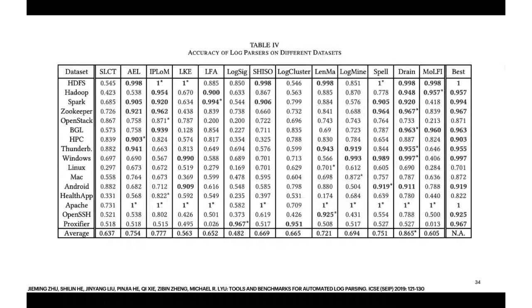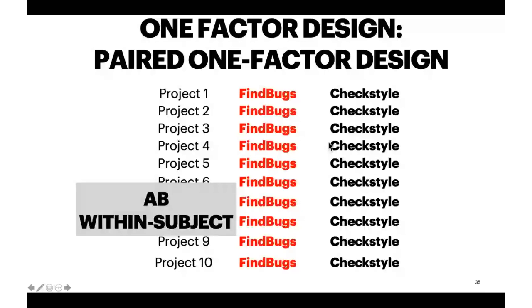Again, if we have only two options, we can also have this A-B design, but as opposed to the previous one, this was an A-B within subject. So every subject, which is in this case a project, experiences both options, A and B. So in a sense, both options are within the subject.